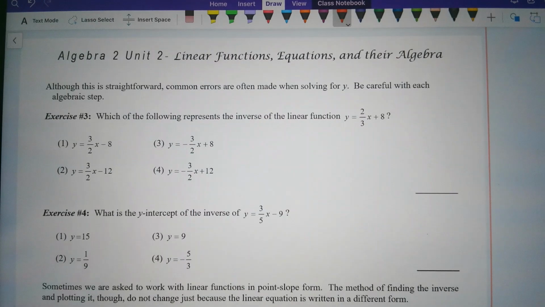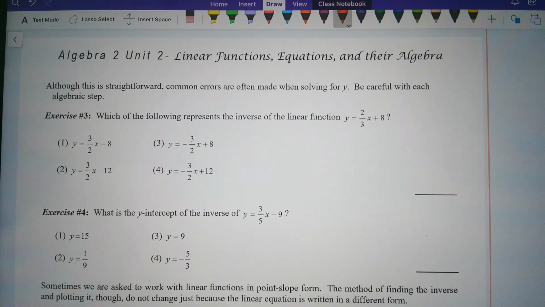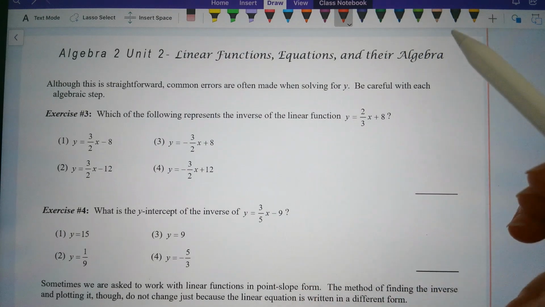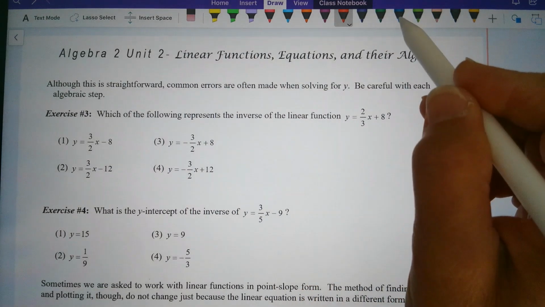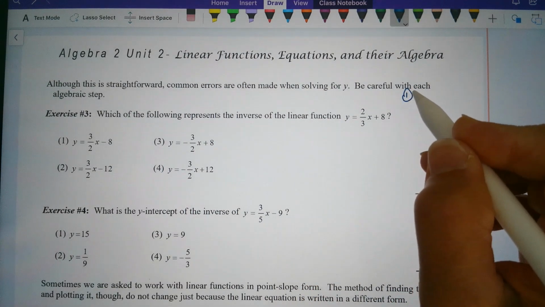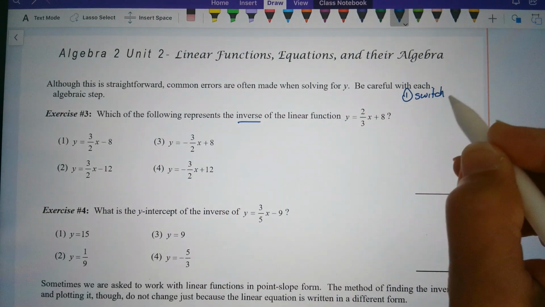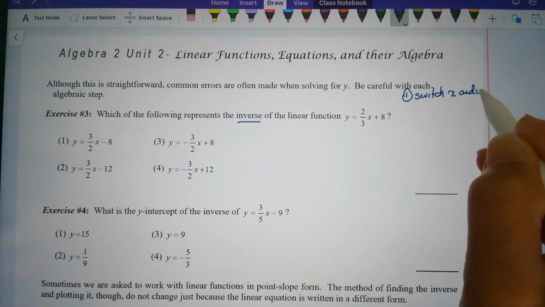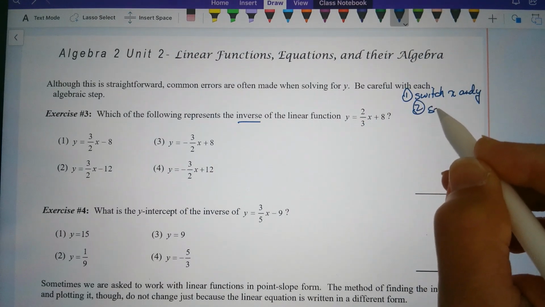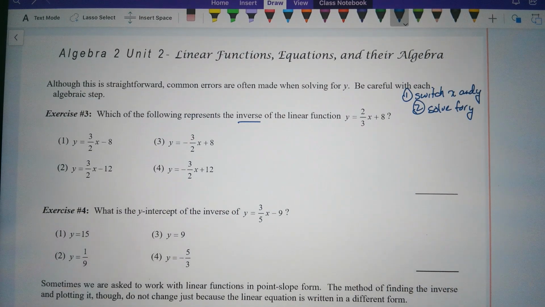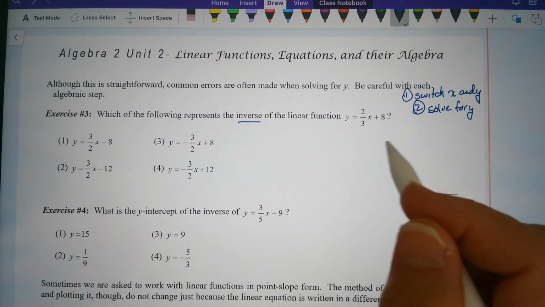Although this is straightforward, common errors are often made when solving for y, so just be careful with each algebraic step. Which of the following represents the inverse of the linear function? Okay, so remember our steps. We switch x and y to find an inverse, and then solve for y. Write it down, that's going to help you to remember. Switch x and y, solve for y.